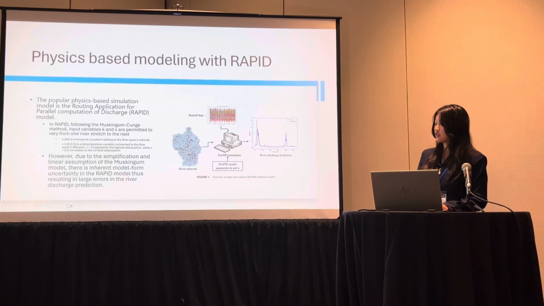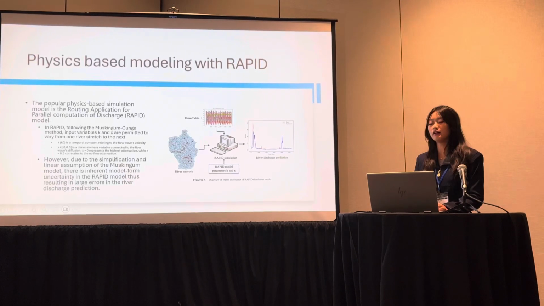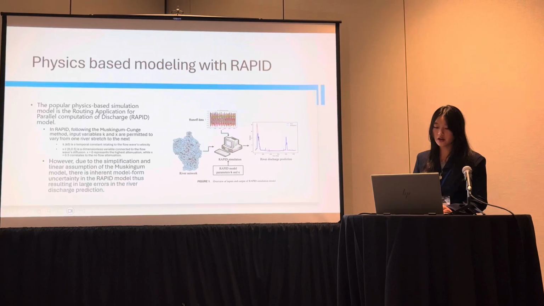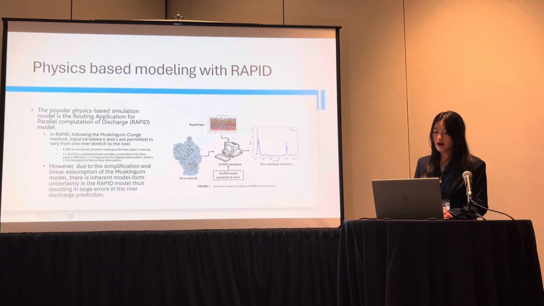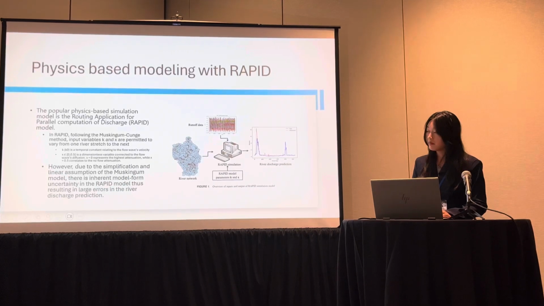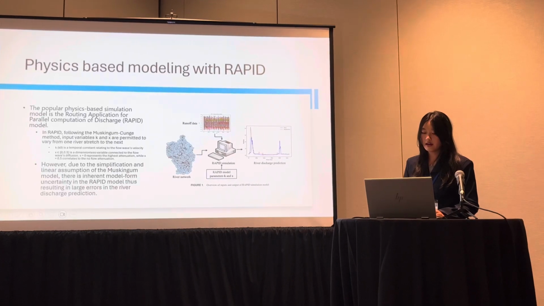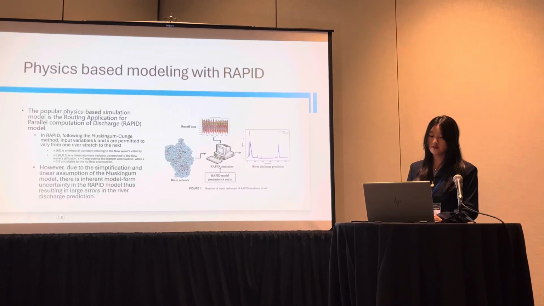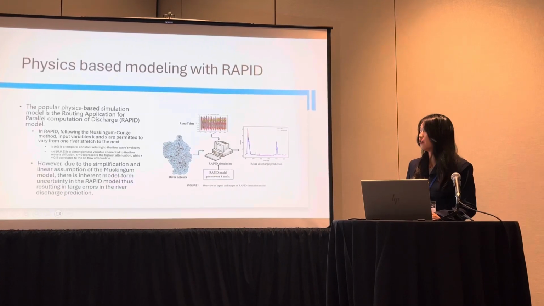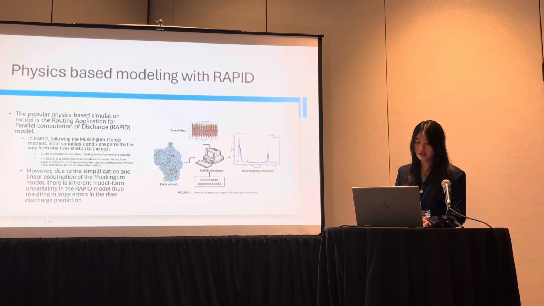Now, this study uses, first I'll give you an introduction on the RAPID model, which is a physics-based model created by the United States Army Corps of Engineers. And it's a popular physics-based simulation model, and it's called the Routing Application for Parallel computation of Discharge. And it follows the Muskingum-Cunge method using input variables k and x, and those are permitted to vary from one river stretch to the next.